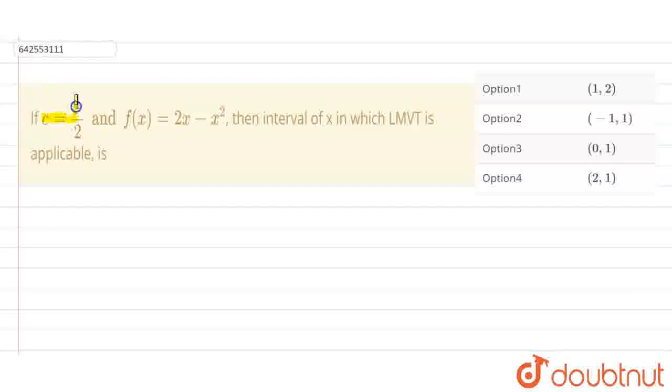Hello everyone, this question: if c is equal to 1 by 2, and f(x) is given, that is 2x minus x square, then find the interval of x in which LMVT is applicable. So we have to find the interval in which LMVT is applicable. Four options are given to us. Options 1, 2, 3, 4 are (1, 2), (-1, 1), (0, 1) and (2, 1) respectively.